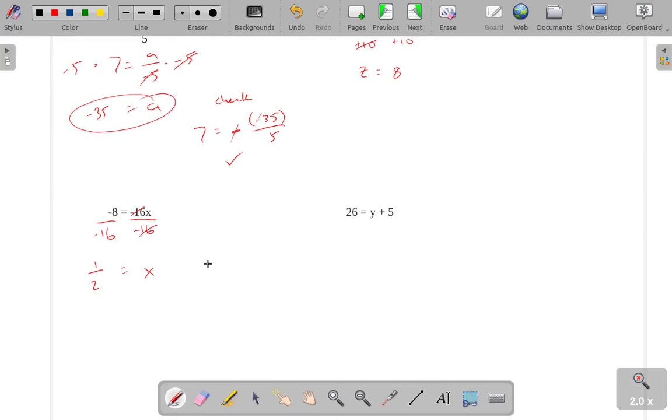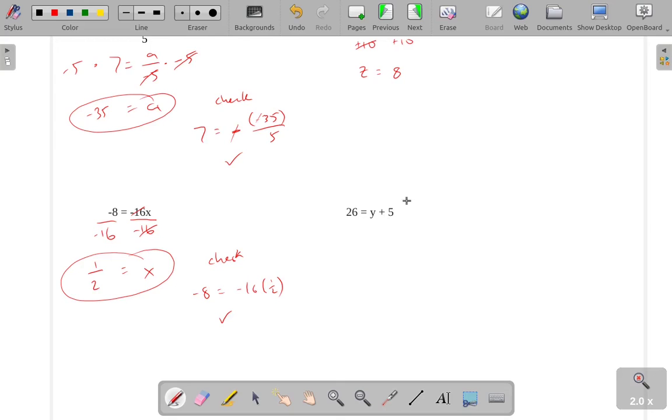And you can check your work. I highly recommend you check your work, especially when you're starting to solve these equations. I think it's really worth the time to check your work. -16 times 1/2, that's the same thing as -16 divided by 2. That is equal to 8. That does work out. So that means x equals 1/2 is a true statement.